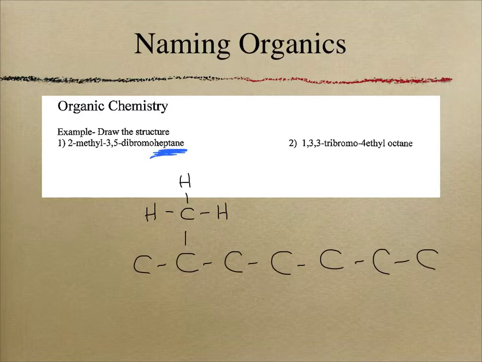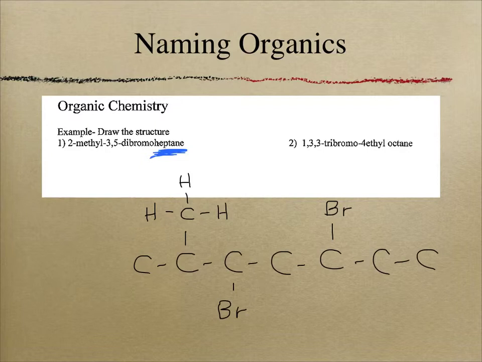On the 3rd and 5th carbon, it says dibromo. Remember, the di is just there because there's 2 of them, and it tells you the relative locations, 3 and 5. So coming off the 3rd, I'm going to put a Br group. It really doesn't matter if it goes up or down off that carbon. I put it down because I don't want it to get in the way of my methyl group up there. And then coming off the 5th, again, 1, 2, 3, 4, 5, coming off the 5th carbon, you will have another bromo group.